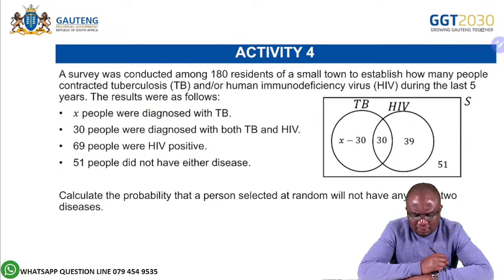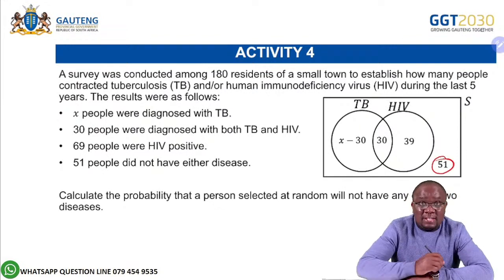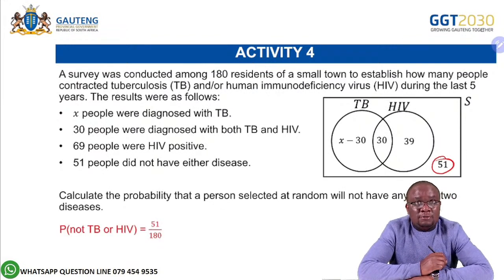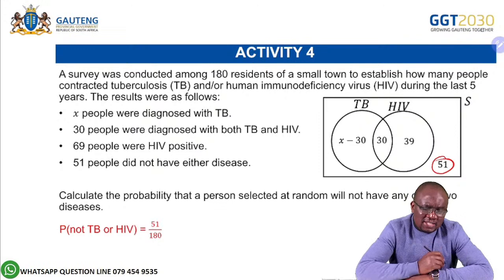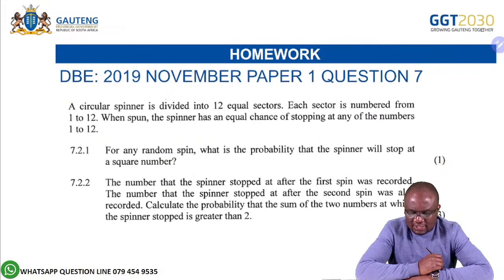And then calculate the probability that a person selected at random will not have any of the two diseases. These are the people that don't have any. So it's 51 out of 180. Okay, so that's the probability there. Right, the last part we rushed, but I really hope you gained something from it. Okay, so we're going to meet in our next lesson.